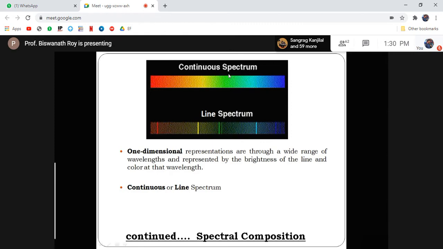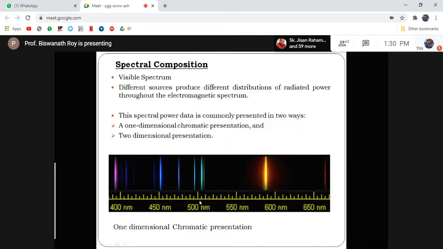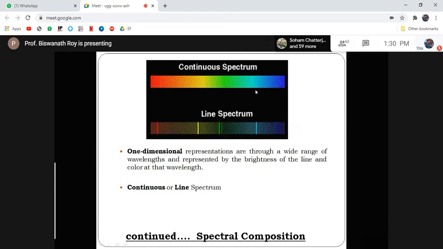This is called the continuous spectra, because it is not possible for us to discriminate different wavelengths. It is the gradual variation of color from the lower wavelength portion, which is violet, to the higher wavelength portion, which is red. So here it is from higher wavelength to lower wavelength.